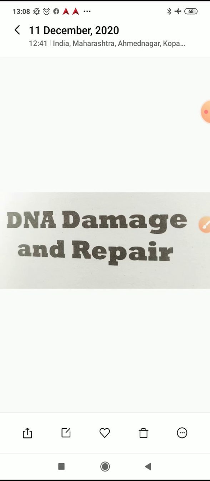now we will see types of DNA damage. First type is monoduct DNA damage. Second is diaduct DNA damage. Third is oxidative DNA damage. Fourth is hydrolytic DNA damage. And fifth one is damage due to ultraviolet and other types of radiations.